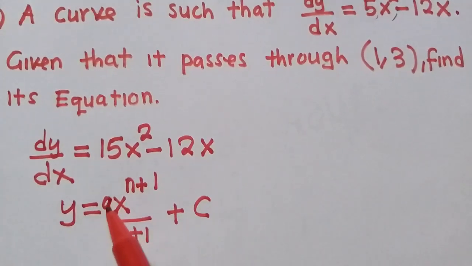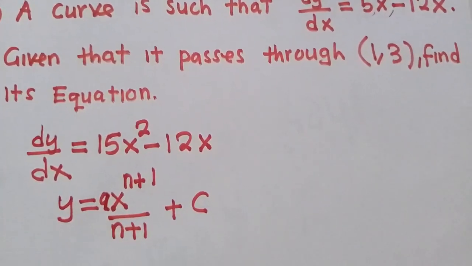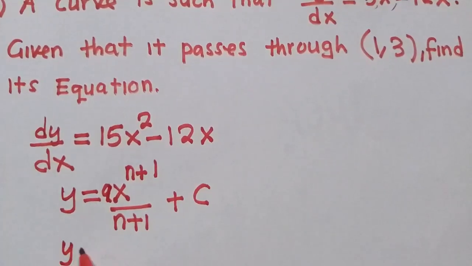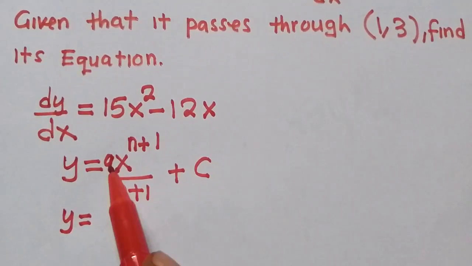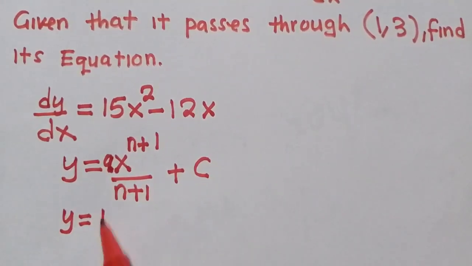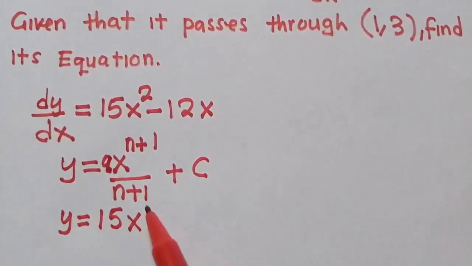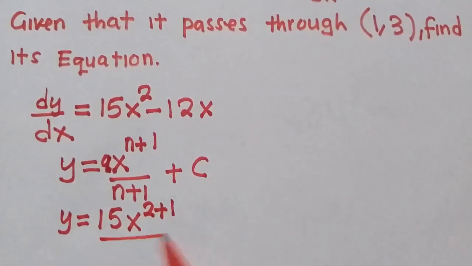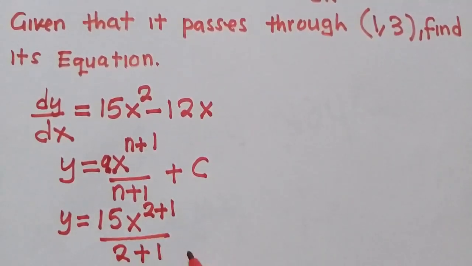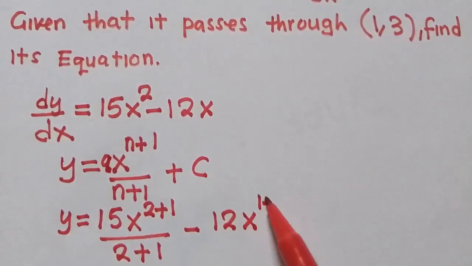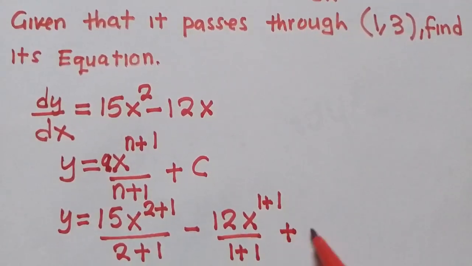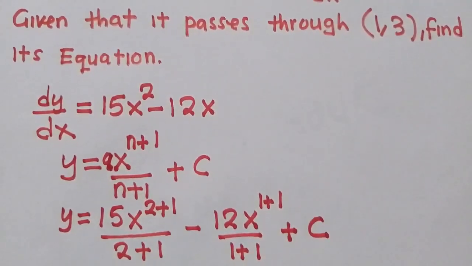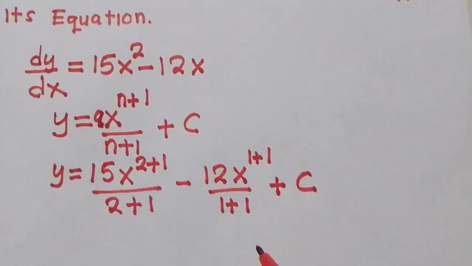So I'm going to say y is equal to the coefficient here, 15x^(2+1) over 2 plus 1, then minus 12x^(1+1) over 1 plus 1, plus c. This is what I would do.